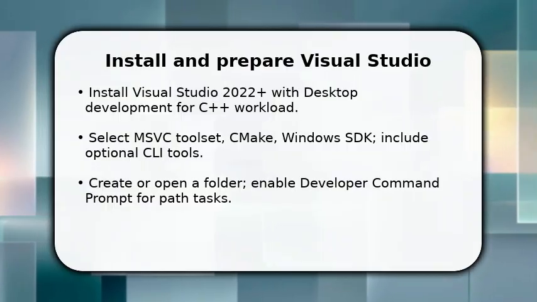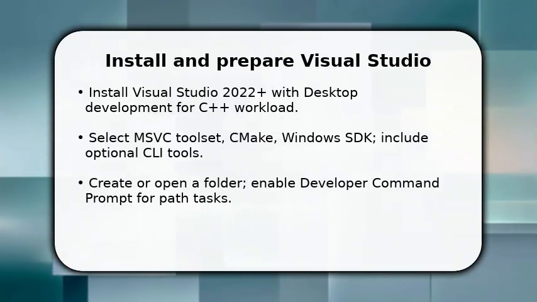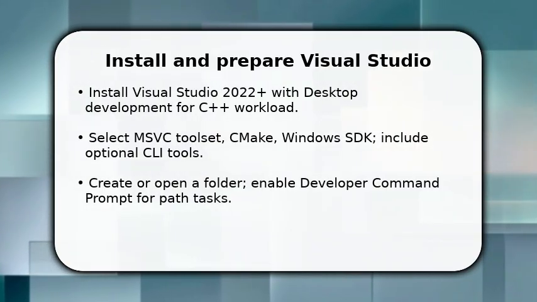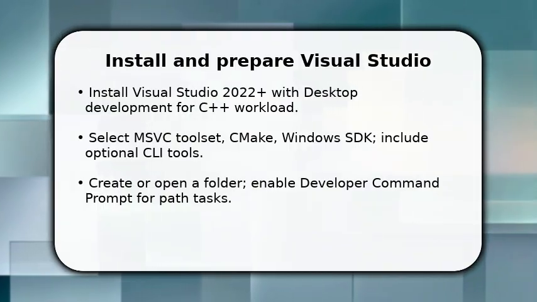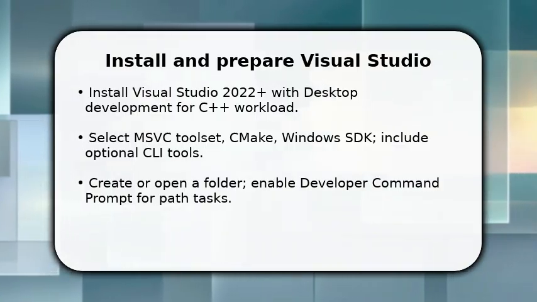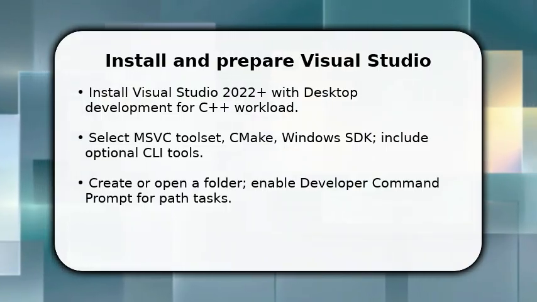You begin by installing Visual Studio with the desktop development for C++ workload, so the compiler and IDE integrate cleanly. Once done, choose the MSVC toolset, CMake, and Windows SDK to match your target platform. This ensures correct headers and libraries. Make sure to include optional CLI tools for command line builds.